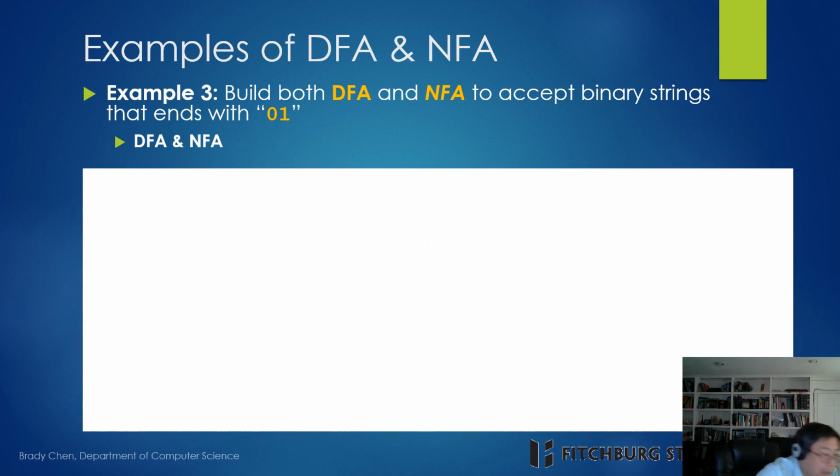Okay, let's work on the NFA. So build an NFA to accept the binary strings that end with 0, 1. The NFA will be easier to build because with some inputs, the machine can move to multiple states or doesn't have to move to a state at all. So it's relatively easy to build.